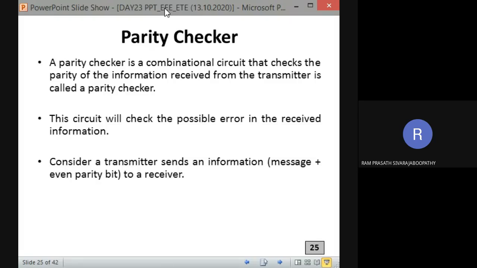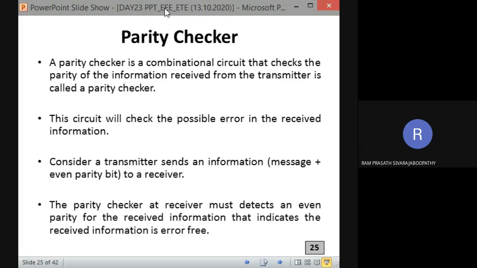So the circuit will check for possible errors in the received information. Consider a transmitter sends a message plus an even parity bit to a receiver. What has my transmitter sent? The message along with the even parity bit. So what must the receiver check? The message along with the parity bit must be even. That indicates there is no error in the data. That means the parity checker at the receiver must detect even parity for the received information, which indicates the received information is error free.